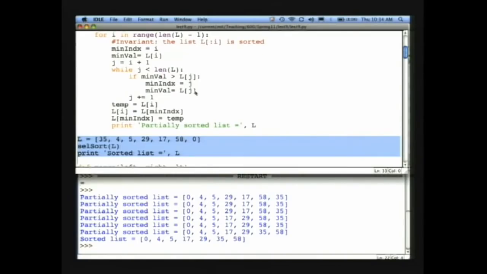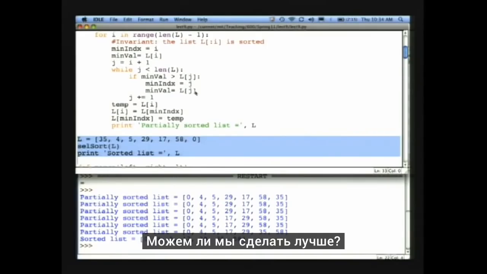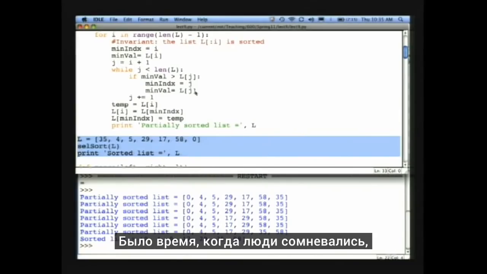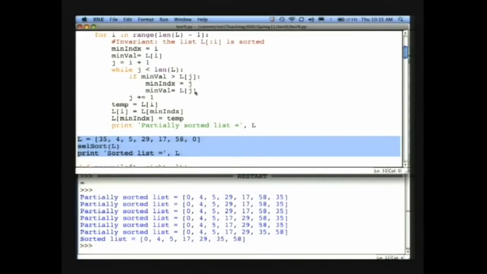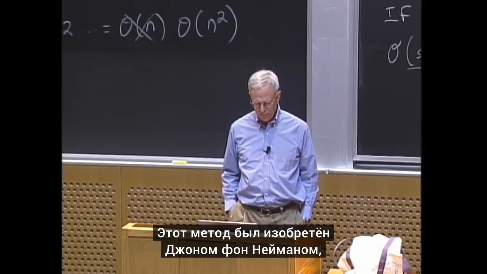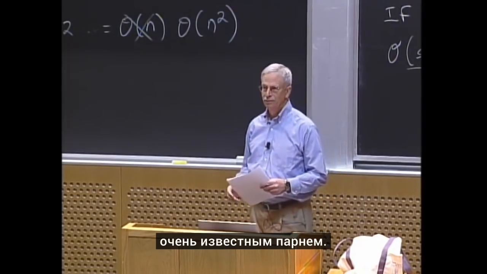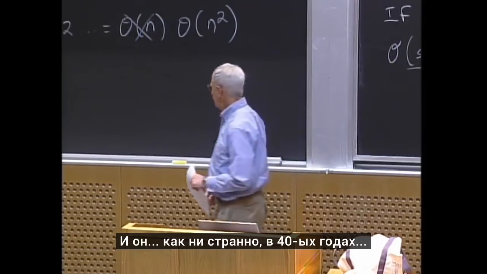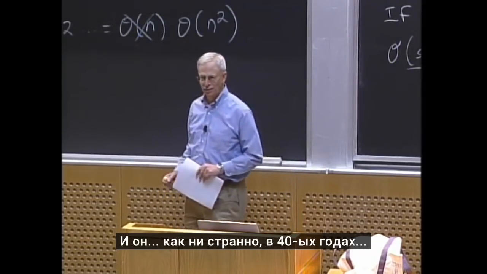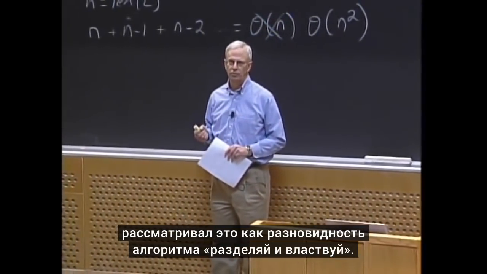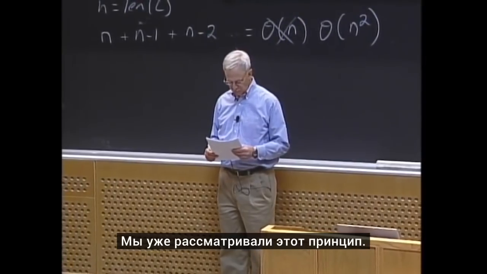Okay, so now, can we do better? And there was a while where people were pretty unsure whether you could do better. But we can. It was a method invented by John von Neumann, a very famous guy. And he, back in the 40s, amazingly enough, viewed this as a kind of divide and conquer algorithm. And we've looked at divide and conquer before.